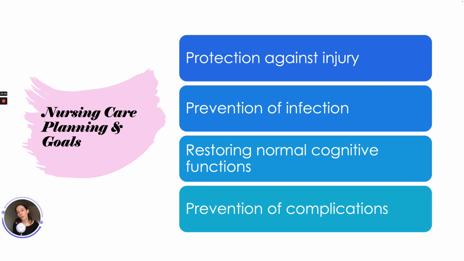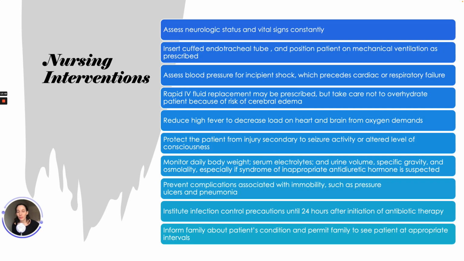So our planning and goals: we want to protect against injury, prevent infection, restore normal cognitive function, and prevent other complications. So our interventions can include things like assessing the neurological status and vital signs constantly. We want to determine oxygenation from arterial blood values and pulse ox. We want to insert a cuffed endotracheal tube or tracheostomy and position the patient on mechanical ventilation as prescribed. This again is going to depend if there are any respiratory issues going on.